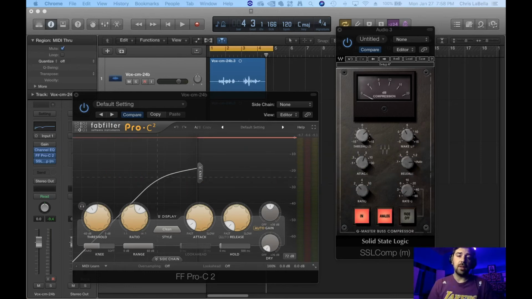So yeah, that's pretty much all I have to say about gain staging. It's a pretty simple concept when you break it down. You just got to make sure that things aren't too loud, really.